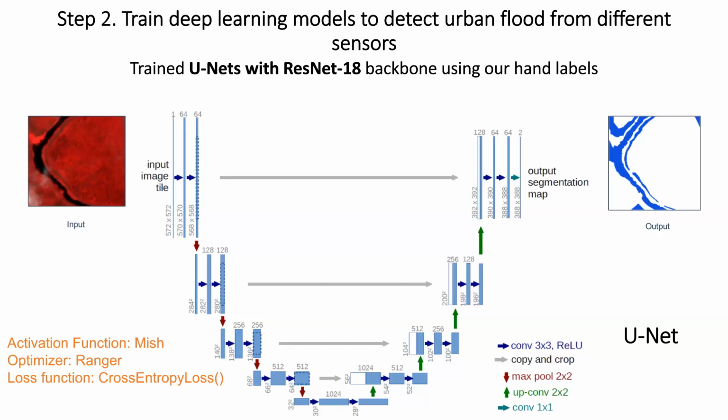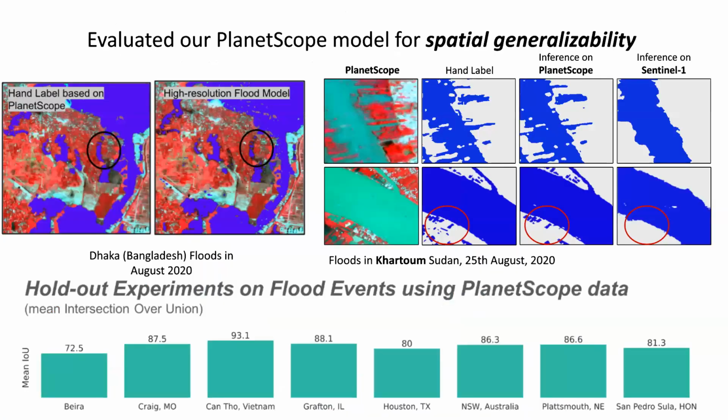So basically, what the model does is that we input the image, and then it gives us the segmentation result. That means we assign a class to each pixel of the input image. And here's something that we found. After training those models, we evaluate our PlanetScope models for spatial generalizability.